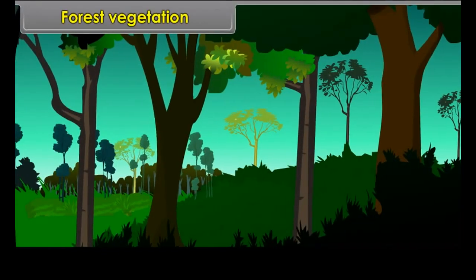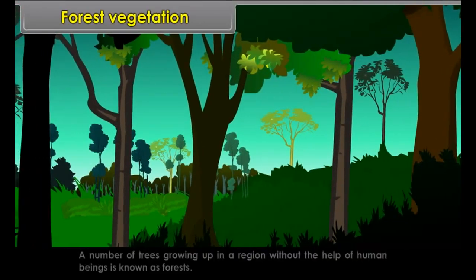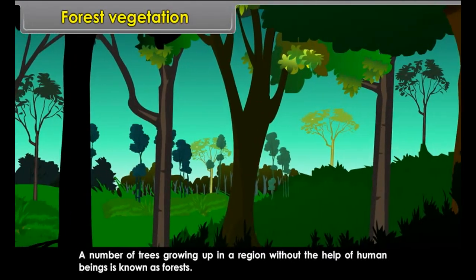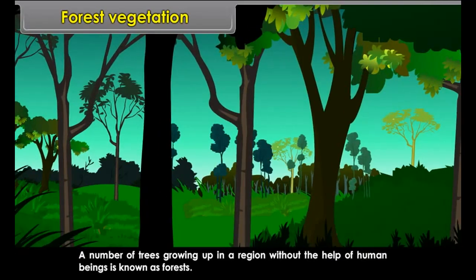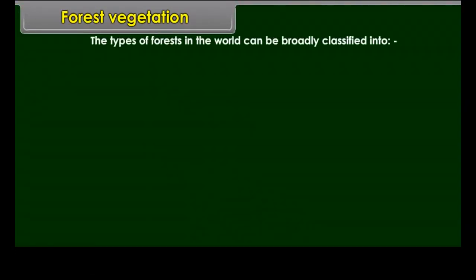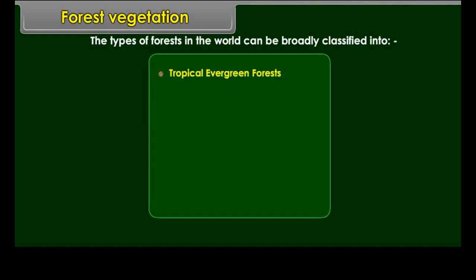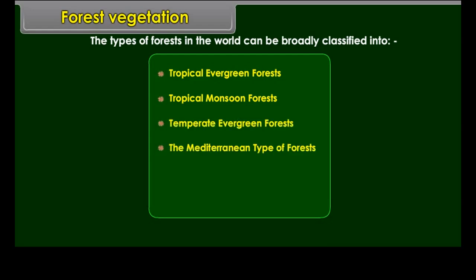Forest vegetation. A number of trees growing up in a region without the help of human beings is known as forests. The types of forests in the world can be broadly classified into tropical evergreen forests, tropical monsoon forests, temperate evergreen forests, the Mediterranean type of forests, temperate deciduous forests, coniferous forests.